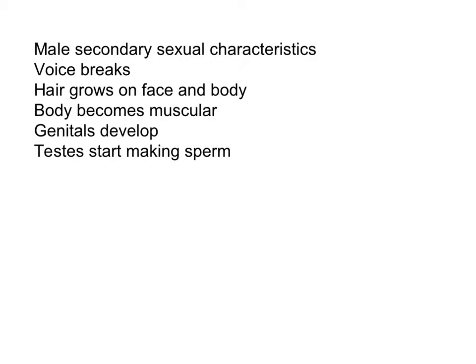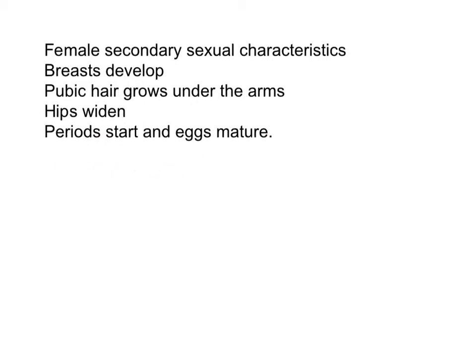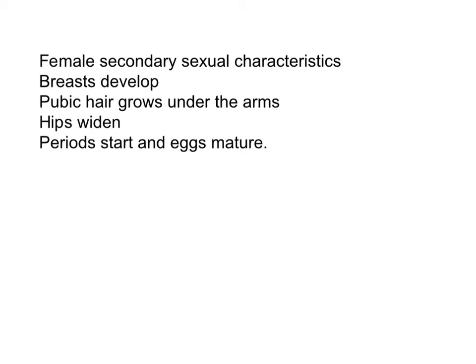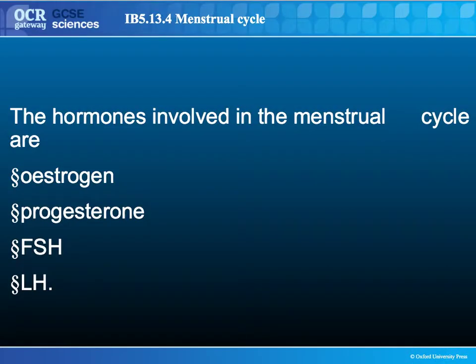So at puberty, the sex hormones can cause you to have secondary sexual characteristics. For males, these include the voice deepening or breaking, hair growth on the face and body, the body becoming muscular, genitals develop further, and the testes begin to make sperm. And in females, these sex hormones cause breasts to develop, pubic hair to grow under the arms, the hips widen in preparation for pregnancy and birth, and periods start and the eggs will mature.